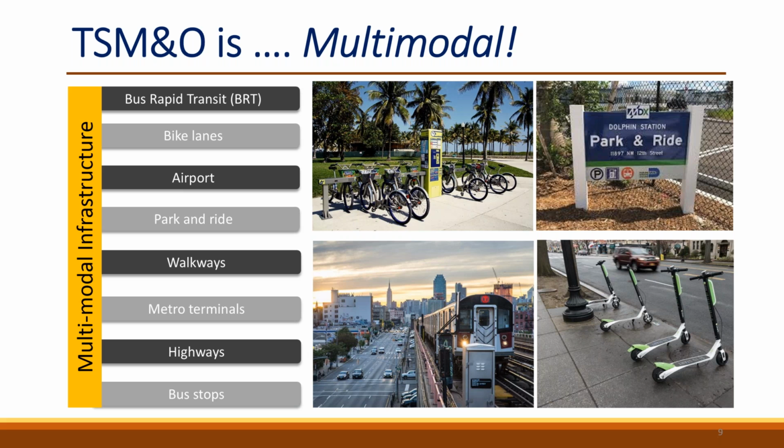So here are some of the examples. We have bus rapid transit, bike lanes, airports, park and ride facilities, walkways, metro rails, metro terminals, highways, and bus stops. So these are the multimodal infrastructure that could benefit from one or more, or at least some, TSMO strategies. And I like the picture on the right, which has these e-scooters. They are scary, but they're fun to ride, I believe, but I've never ridden one. But yeah, I've seen them everywhere.